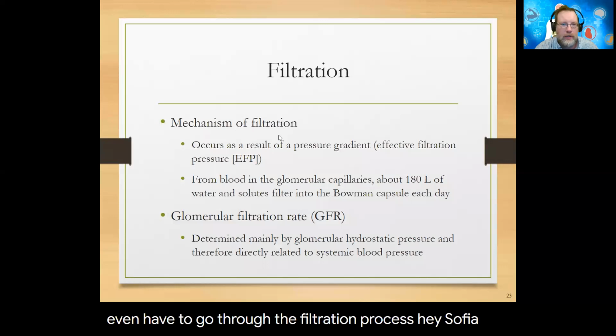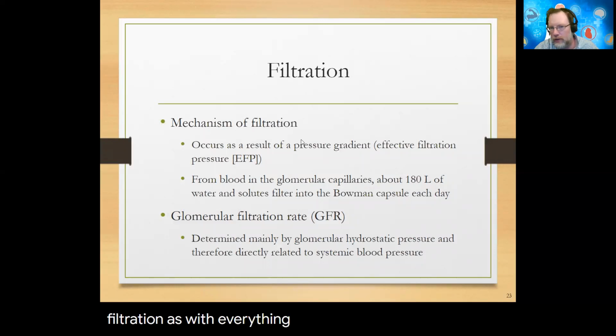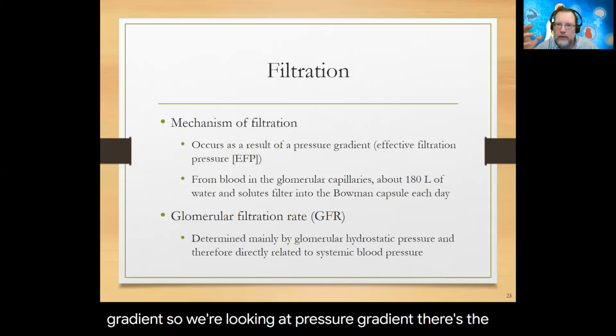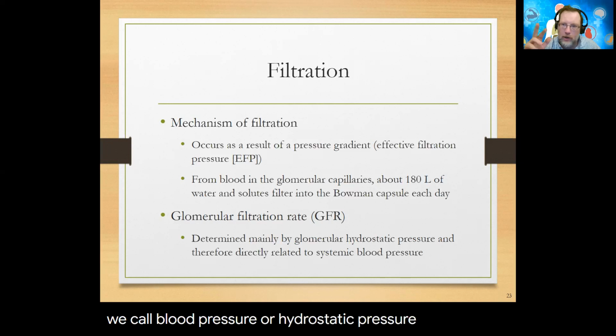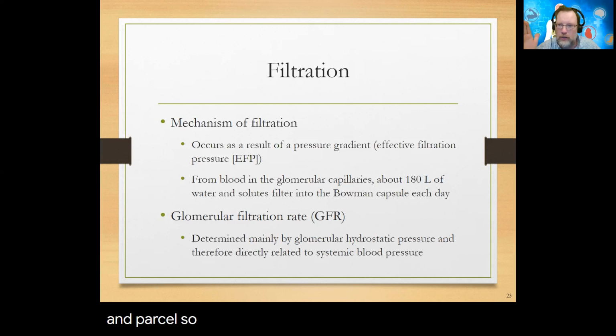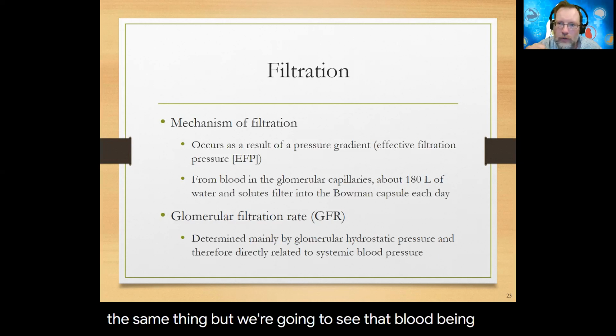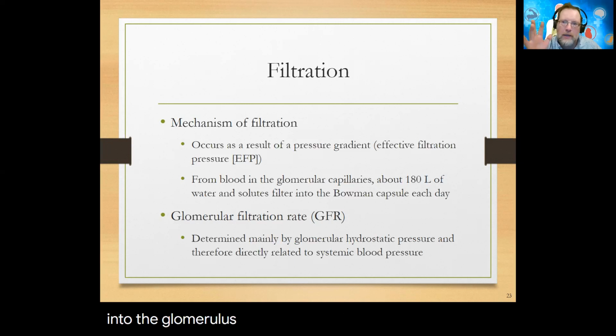Okay, so filtration, as with everything, it comes down to a pressure gradient. So we'll look at pressure gradient. The glomerulus is a capillary network. There's a pressure, what we call blood pressure or hydrostatic pressure. They're part and parcel. So hydrostatic pressure and blood pressure are the same thing. But we're going to see that blood being forced into the glomerulus.